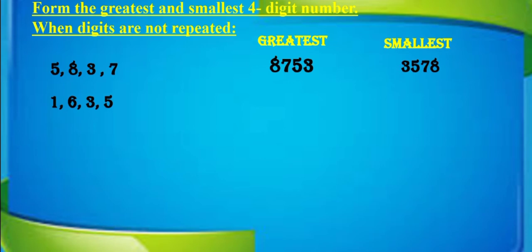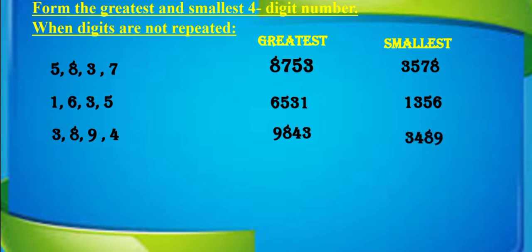1635. How to form the greatest number? The greatest number is 6531. Smallest number is 1356. Small to big we have arranged. Okay. The next example, 3894. How to form the greatest number? Descending order, big to small. So, 9843. The smallest number is 3489. Now the next example.